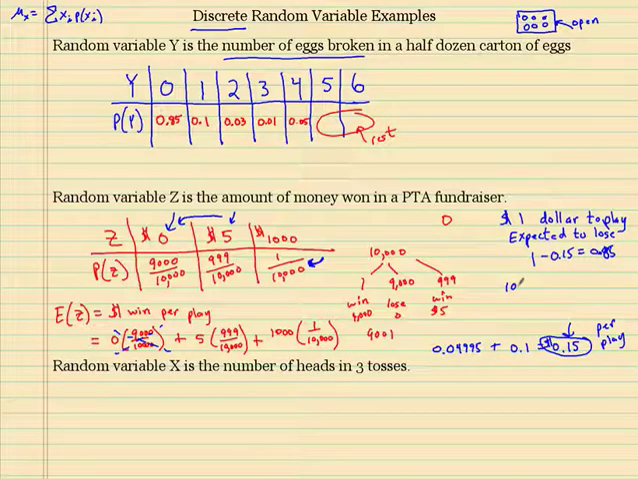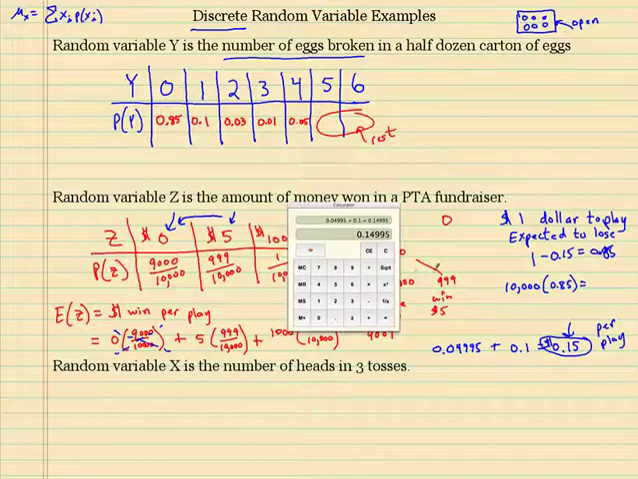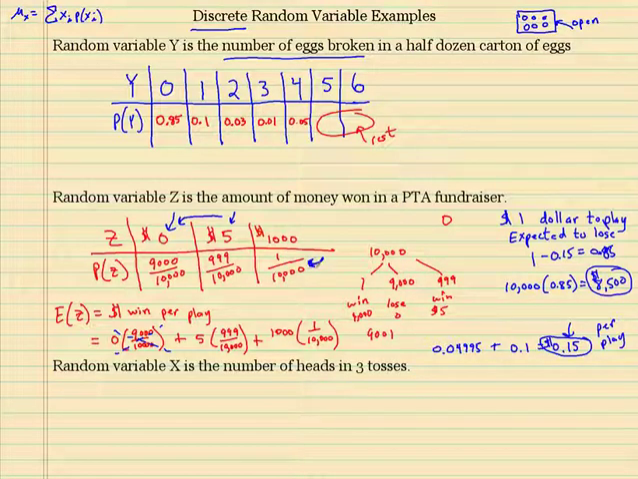So if they get 10,000 people to play, they're going to make 85 cents 10,000 times. My brain's not working, but if you do 10,000, you just have to move the decimal over. I'll just do this so I don't make a mistake. So you're going to make $8,500 if you're the PTA and you get 10,000 people to play.